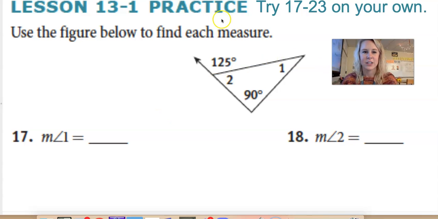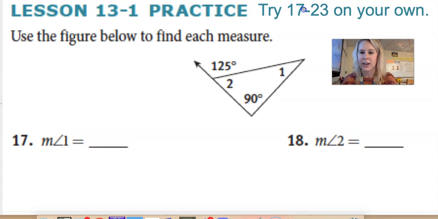All right. So let's do some practice. You're going to try 17 through 23 on your own. That'll take you to the end of the notes section and the end of this video. So try as much as you can. Skip around, bounce around, etc., and then press pause and try them and we'll go over the answers.